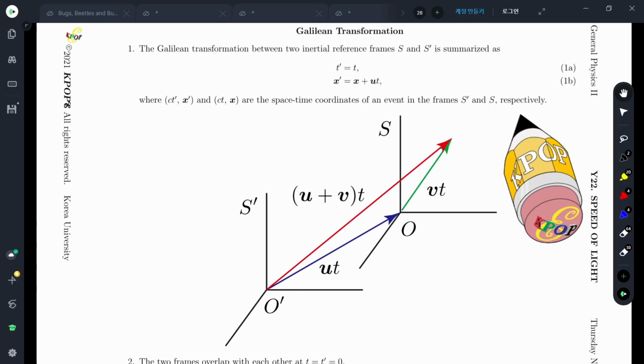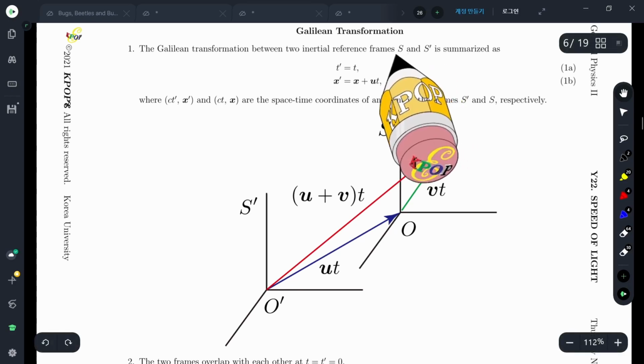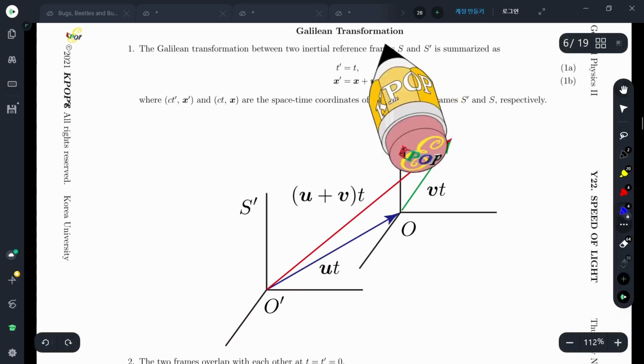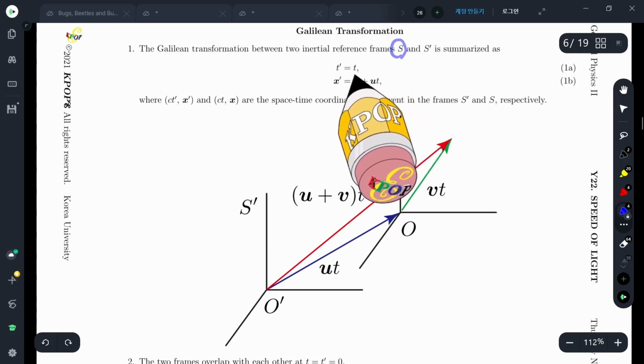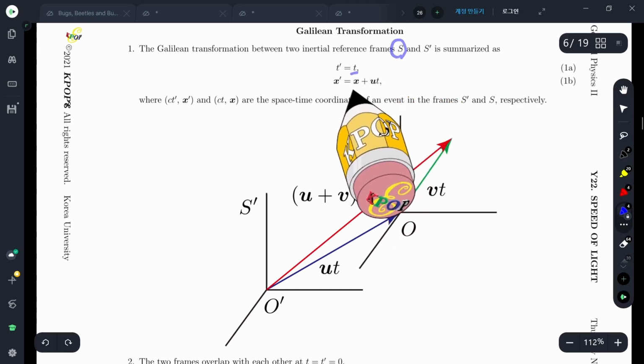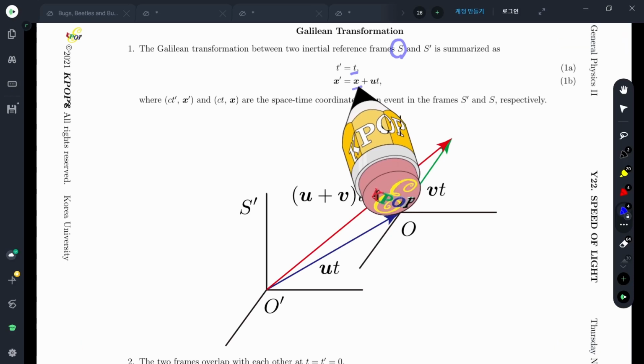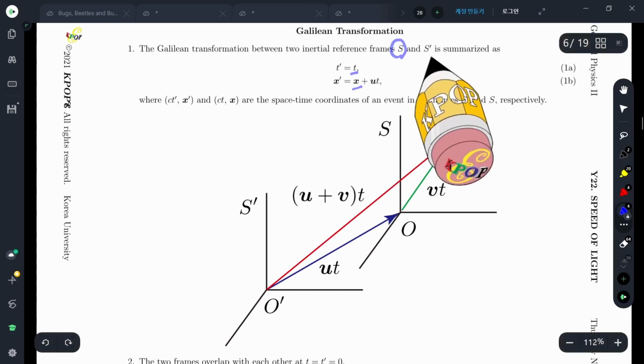First of all, if you want to describe a physical system, you need to choose a frame of reference. A frame of reference gives spatial coordinates and the time coordinate. Suppose that there is a reference frame S in which time and spatial coordinates are defined as t and x. We can describe the same system in a different reference frame that is called S prime.